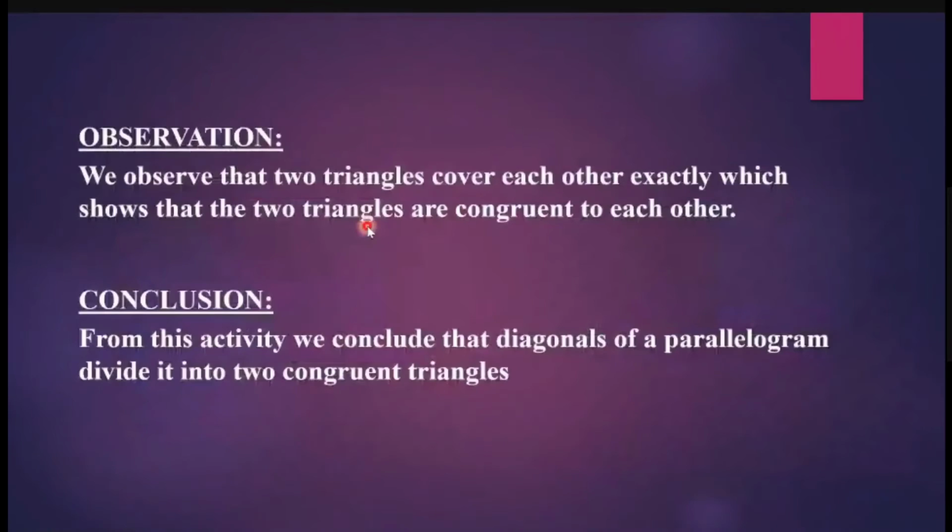So the observation is, we observe that the two triangles cover each other exactly, which shows that the two triangles are congruent to each other. And we conclude from this activity that the diagonals of the parallelogram divide it into two congruent triangles. So I hope the activity is clear to you.